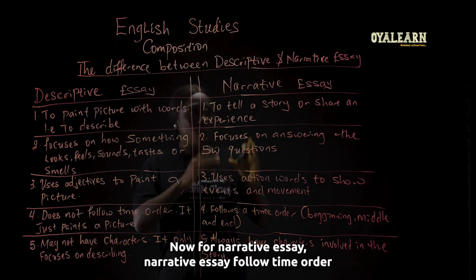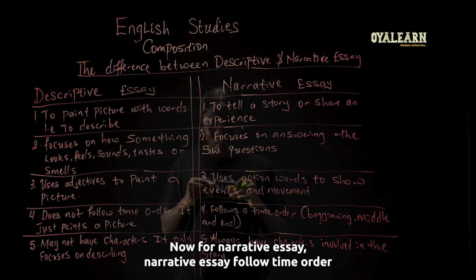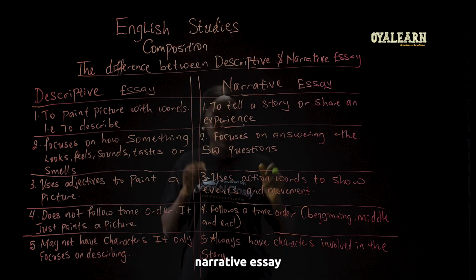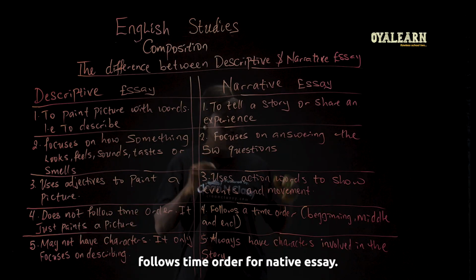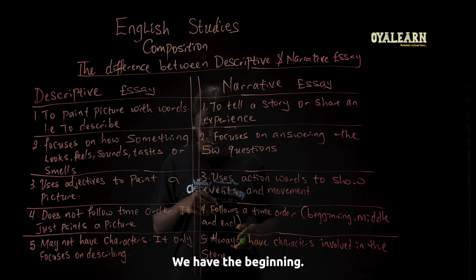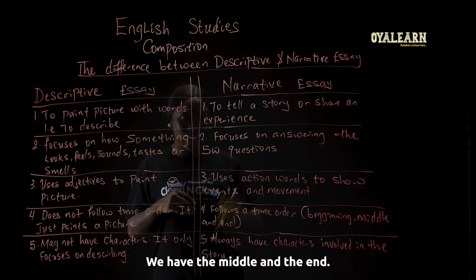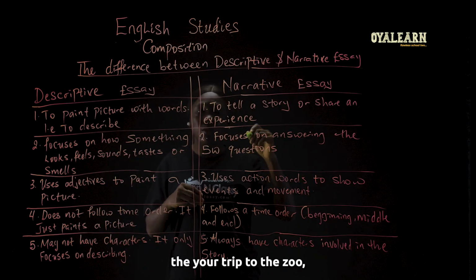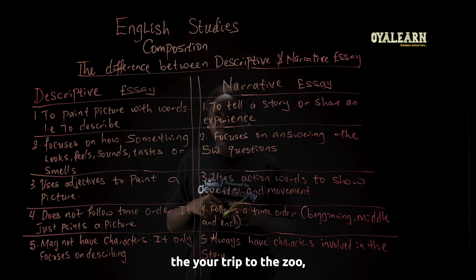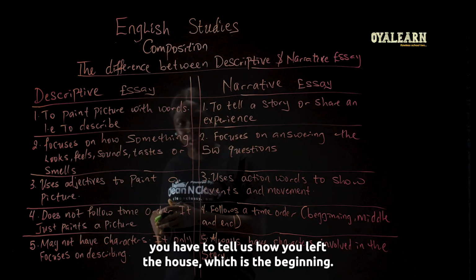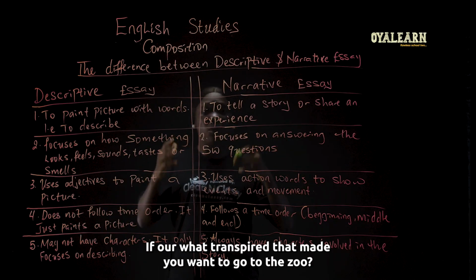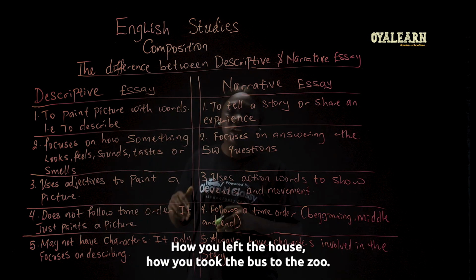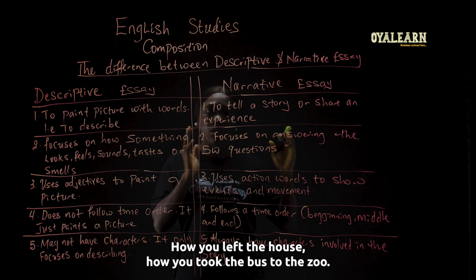Good. Now, narrative essay follows time order. For narrative essay, we have the beginning, we have the middle, and the end. So, for instance, you want to tell us about your trip to the zoo. You have to tell us how you left the house, which is the beginning. In fact, what transpired that made you want to go to the zoo, how you left the house, how you took the bus to the zoo.